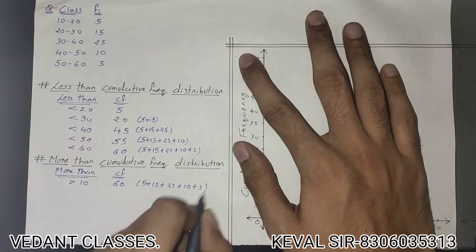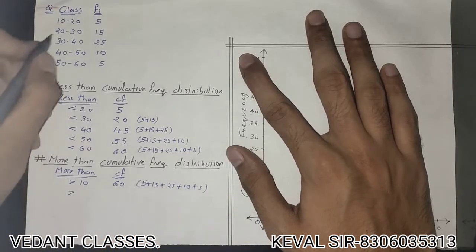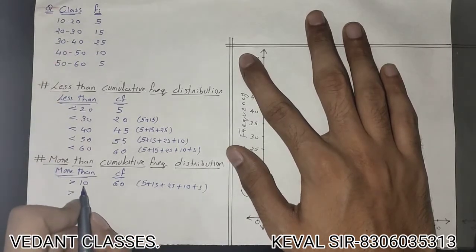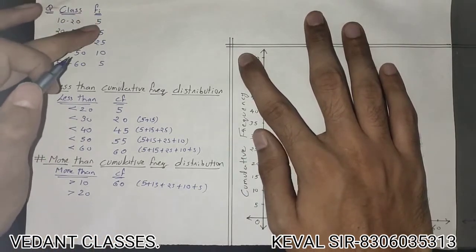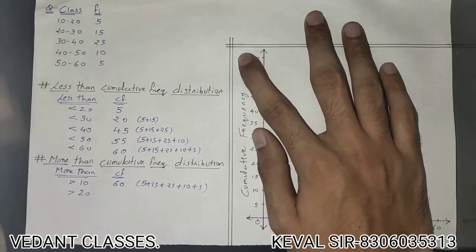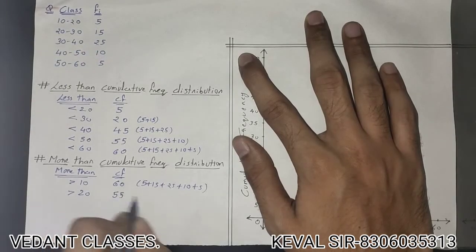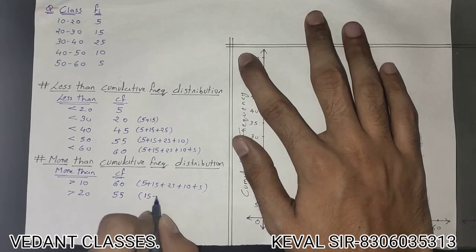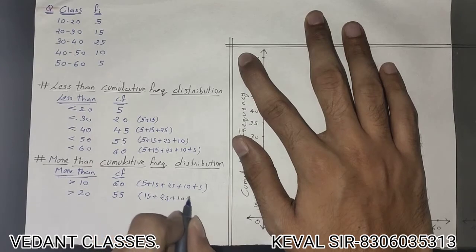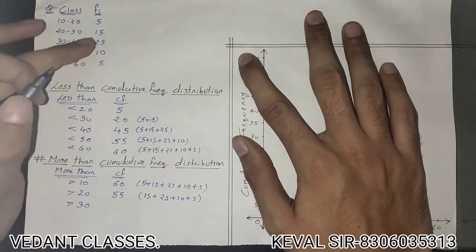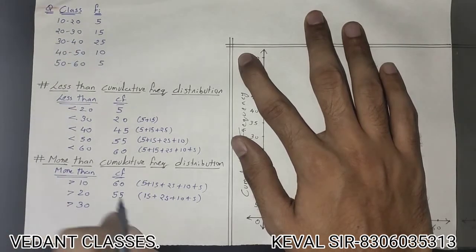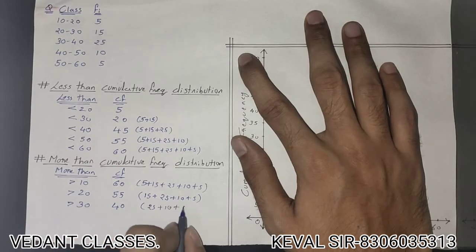Then comes the value more than 20. So in more than 20, you need to subtract this 5 only. You need to consider all these 5 values, so it will be 55. We have calculated it as 15 plus 25 plus 10 plus 5. In the value more than 30, you need to consider this 3, so it will be 40. So this will be 25 plus 10 plus 5.